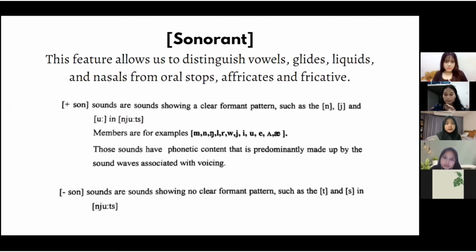Members are, for example, m, n, l, r, i, e. These sounds have phonetic content that is predominantly made up by the sound of vowels associated with voicing. Minus sonorant sounds are sounds not showing the clear formant pattern, such as the j and s in just.